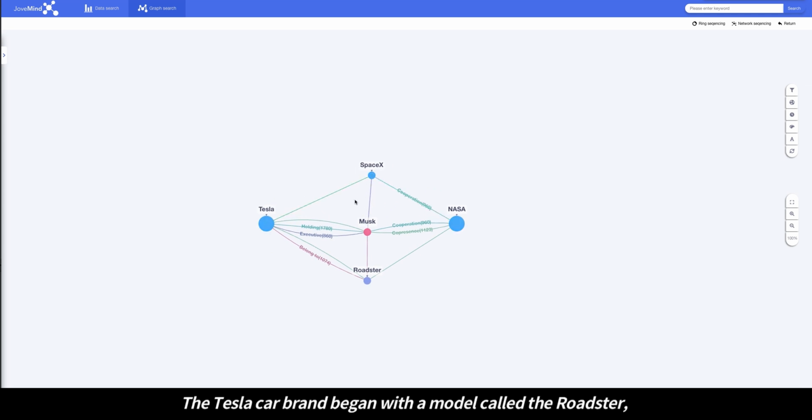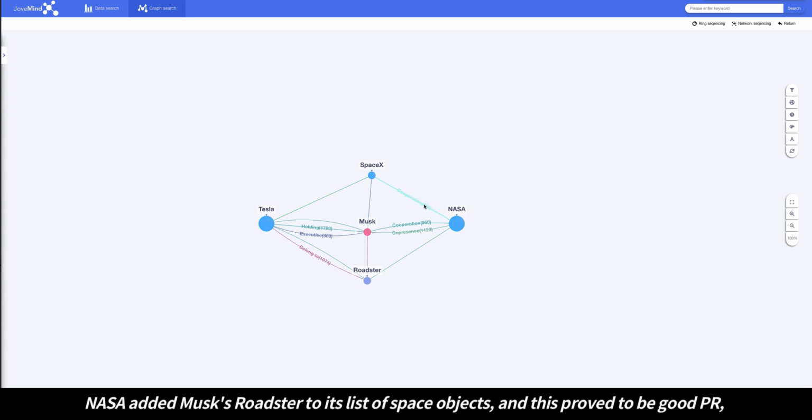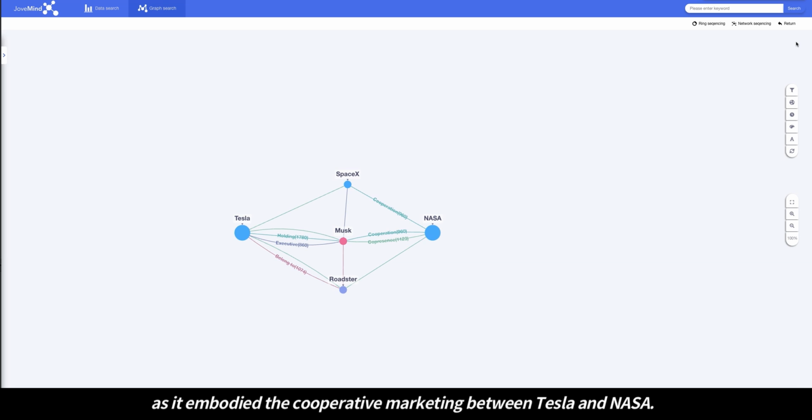The Tesla car brand began with a model called the Roadster, and Musk released his own Roadster into space via SpaceX in early 2018. NASA added Musk's Roadster to its list of space objects, and this proved to be good PR, as it embodied the cooperative marketing between Tesla and NASA.